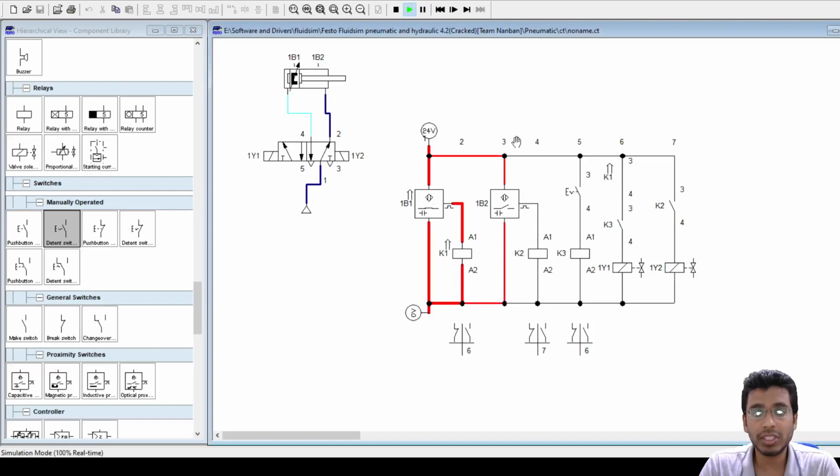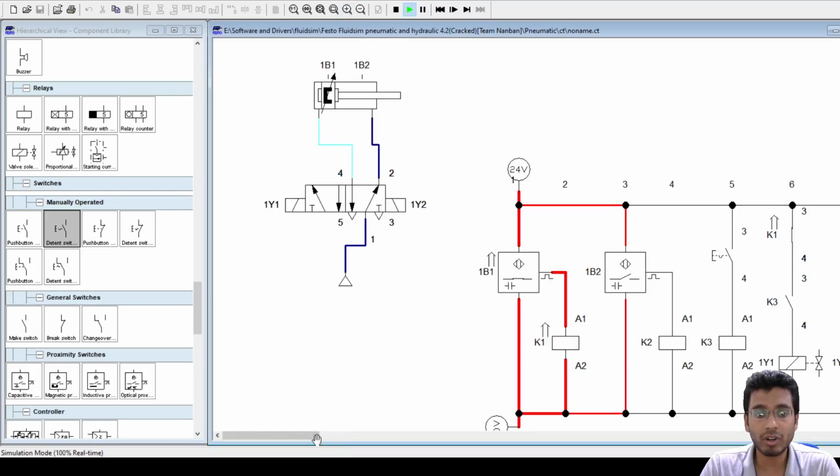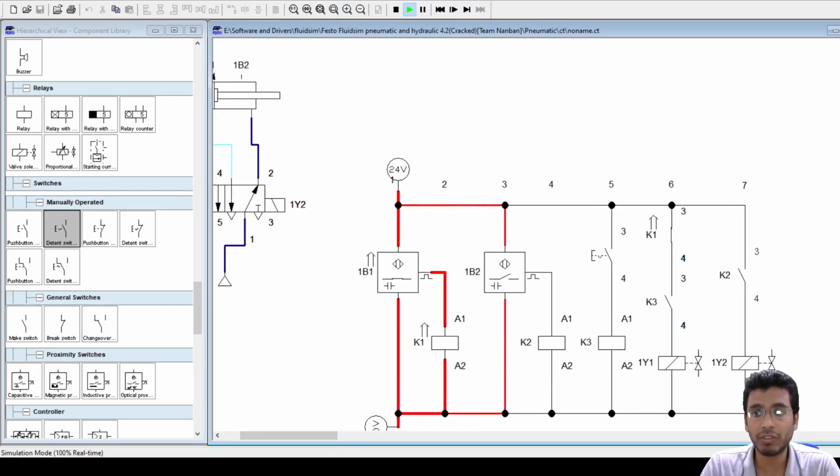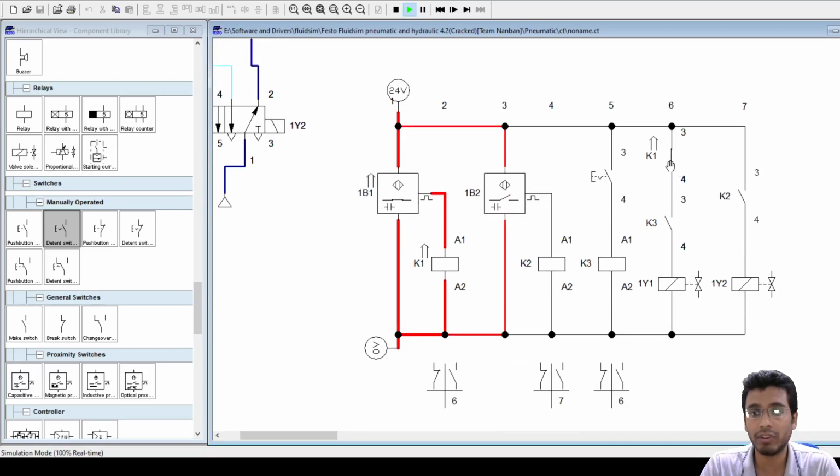Fine. So see, initially, what does this red line show? That current is flowing through this, and if you see, when the cylinder is in its retracted position, your 1B1 proximity sensor will actually remain actuated, and hence your K1 relay will get actuated, resulting in my K1 contact, the open contact of K1, to get actuated. If you see, this was a K1 contact, right? So just see here, right now it was open.